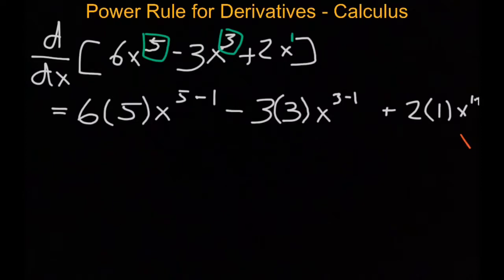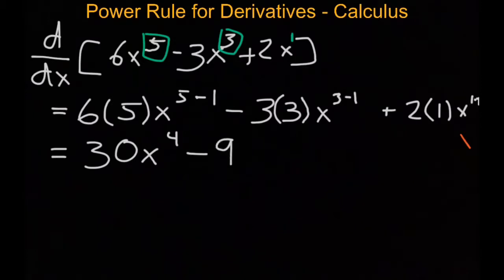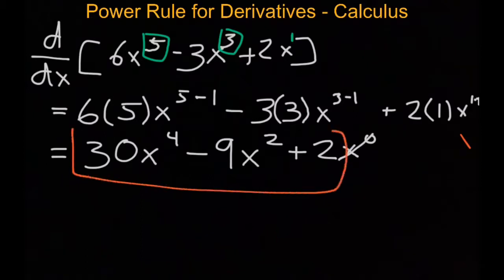So, for the first part, 6 times 5 is 30, and x to the power of 5 minus 1 is x to the power of 4. For the second part, negative 3 times 3 is negative 9, and x to the power of 3 minus 1 is x to the power of 2. And for the third part, 2 times 1 is 2, and x to the power of 1 minus 1 is 0. So that simply just is basically 1. So this would be our final answer.